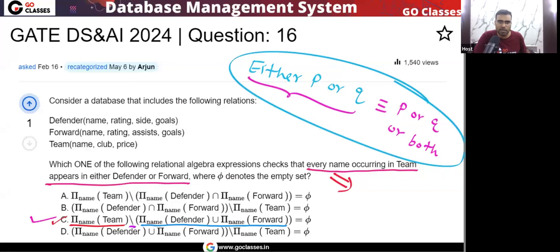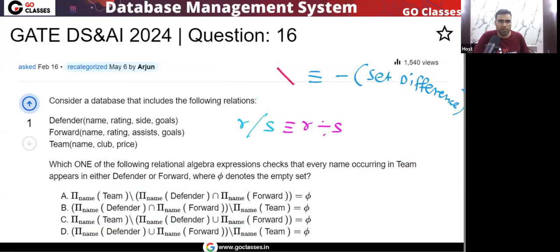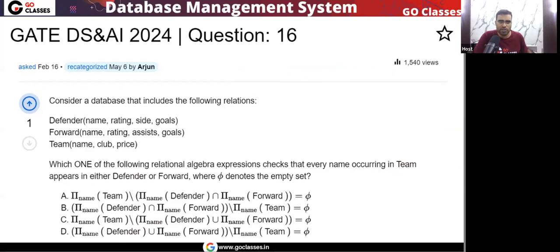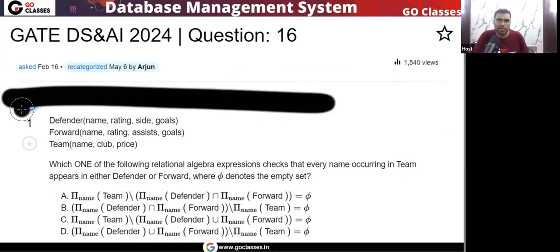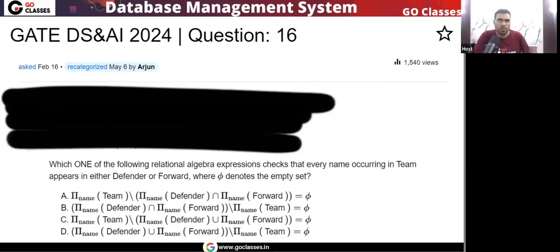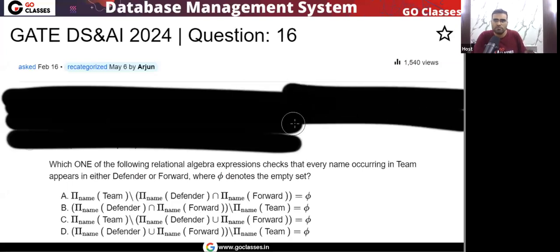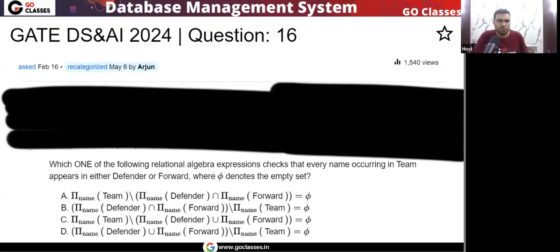Now you tell me what the remaining options are telling us. Let's do the analysis of the remaining options. What is option A saying? What is option A making sure? Anyone? Let's do the analysis of option A. You tell me about option A. So let's see option A. What is option A saying?